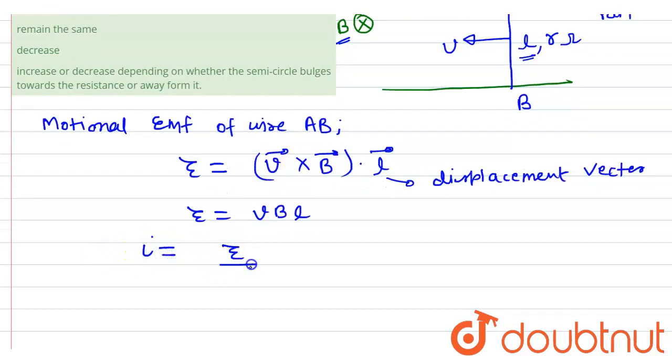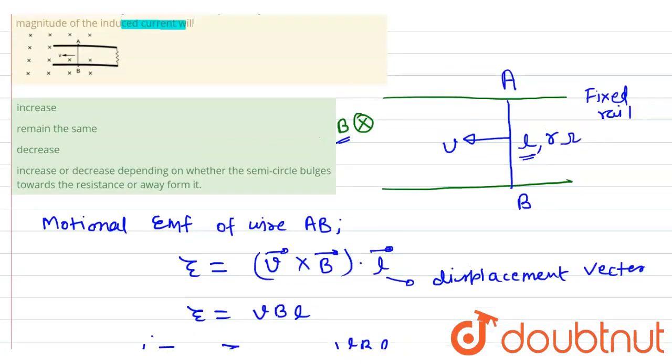And the induced current I will be equal to E upon R, so this will be VBL upon R if we connect this circuit. If we connect this rail, the induced current I will flow through the circuit. Sorry, I have made the wrong direction, so I have to change this direction. The wire is AB and the higher potential will be at B, so the direction of current will be like this.